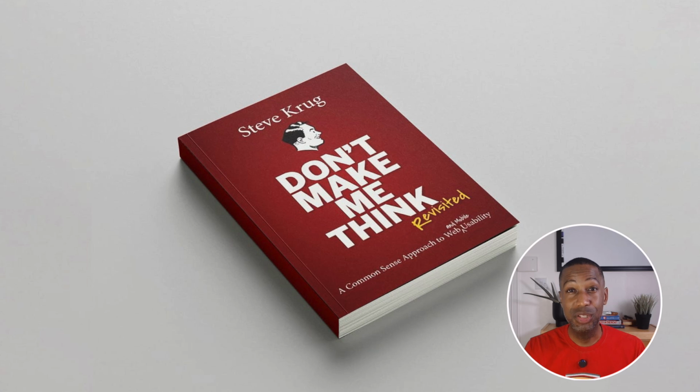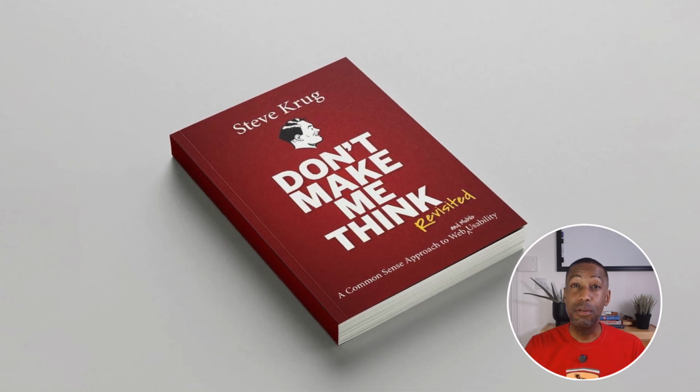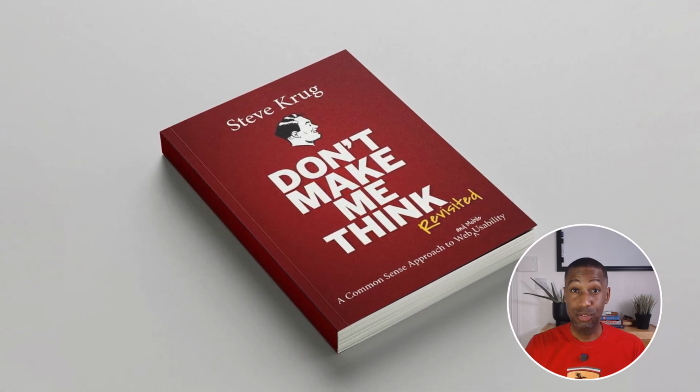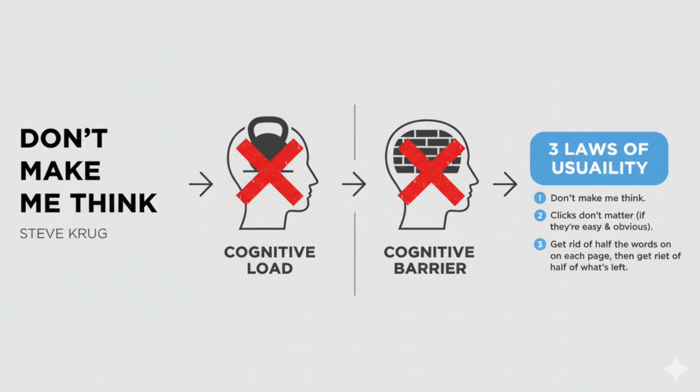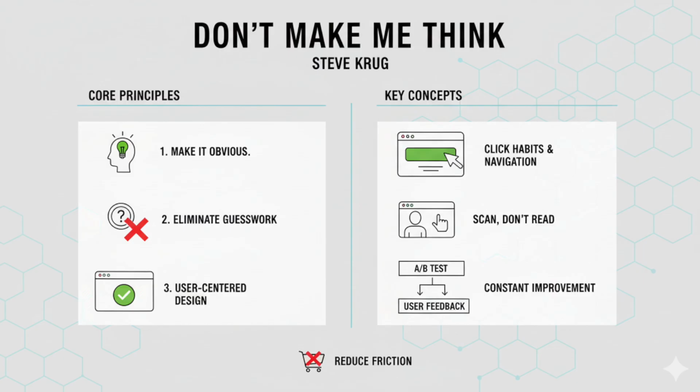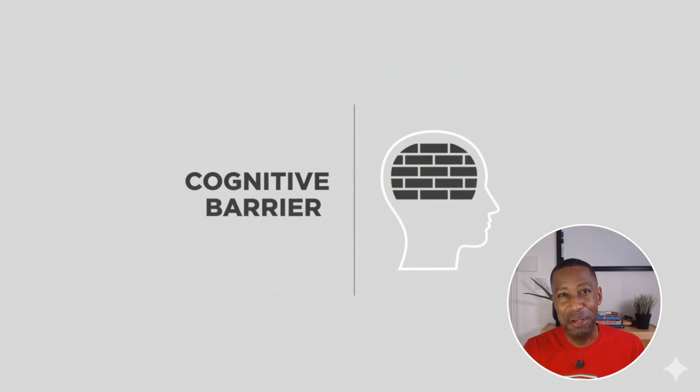Now, for years, we've used the phrase, "Don't make me think." And that's true. But what does it actually mean? Well, it's been simplified so much that we've lost the plot since then. But it's been broken down into two distinct problems that you as a designer, as a developer, as a leader, need to be able to name. Now let's start with the first villain of our story, and that's the cognitive barrier.